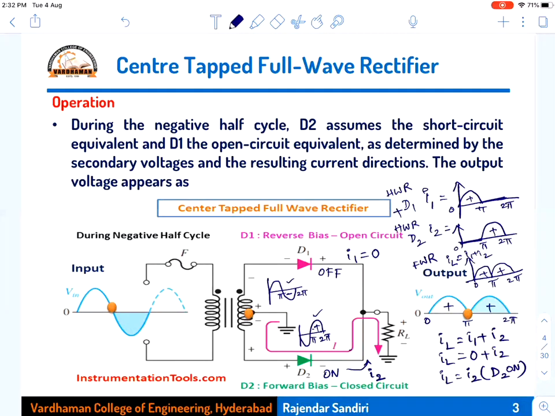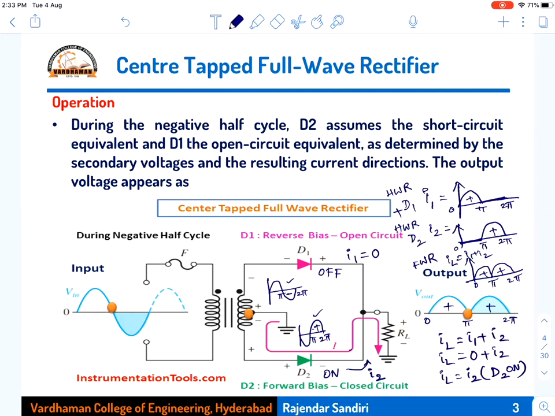So in the positive half cycle as well as the negative half cycle of the input, your output will be in the positive direction. That means this full wave rectifier is also converting a bidirectional signal into a unidirectional signal. But in your unidirectional signal, from 0 to pi there is a flow of current, and from pi to 2 pi also there is a flow of current. Therefore, in the entire full cycle it is conducting.